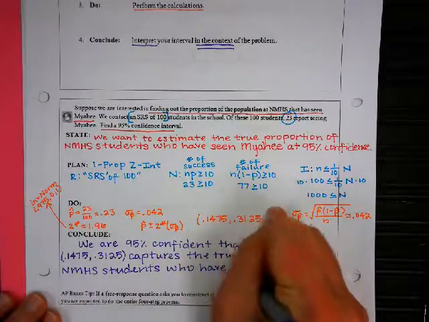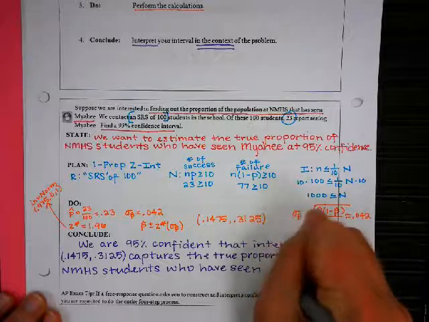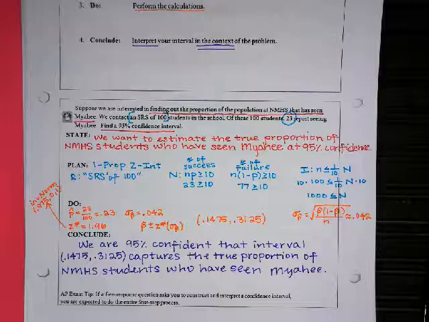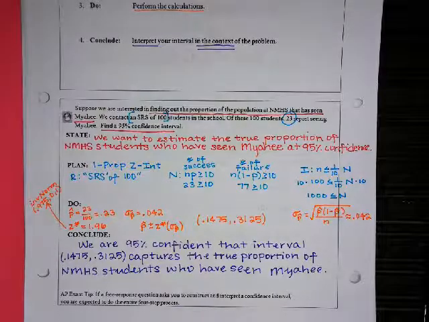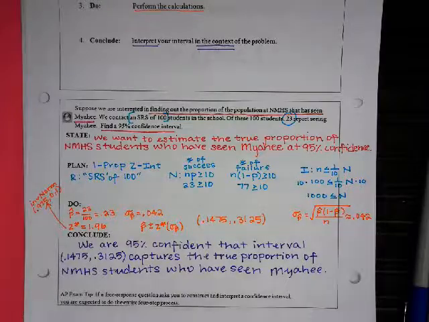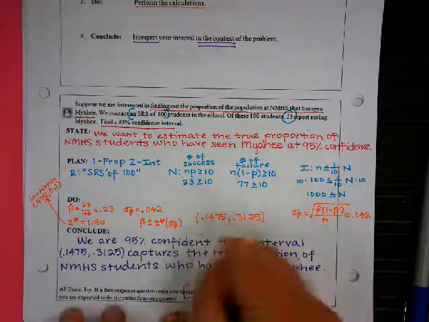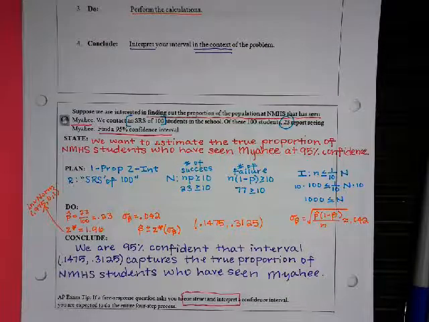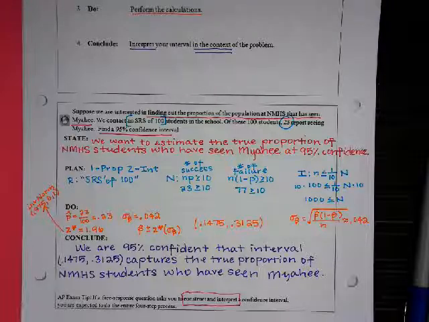Down at the bottom, I did put an exam tip, although it's true for my tests as well, and your homework. If you see the words construct and interpret, you better do 4 steps. State, plan, do, conclude. State what you want to do, check your conditions, do it, and then write a conclusion.